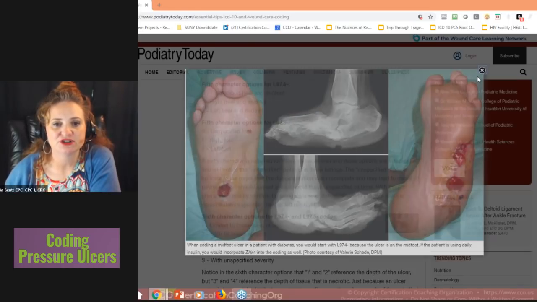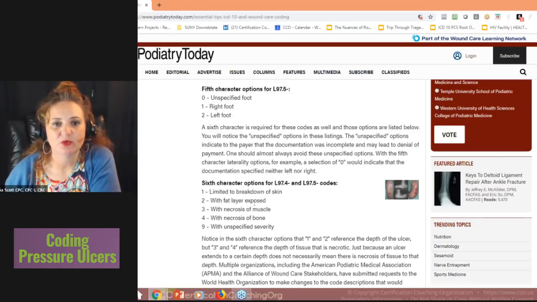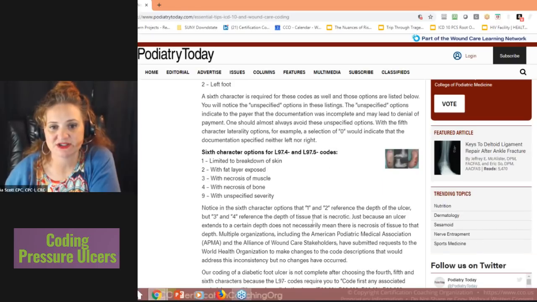Now there's also a sixth character here. What we need to know is the staging. Again, that's for the clinician and the doctors to do, but we need to know the verbiage, because what is two? Fat layer exposed, okay? Muscle, bone, or unspecified severity. And it may be unspecified severity because they can't tell yet until they get in and look, right? So they're not going to stage it.